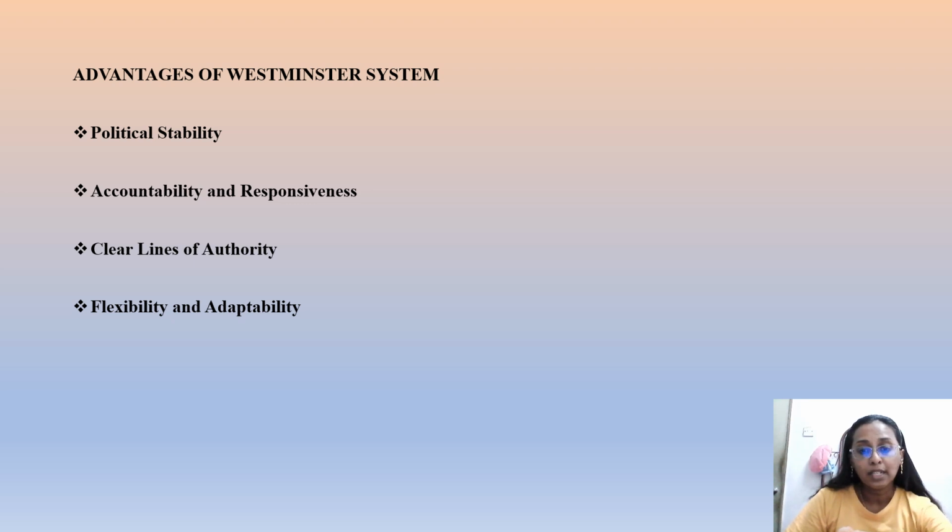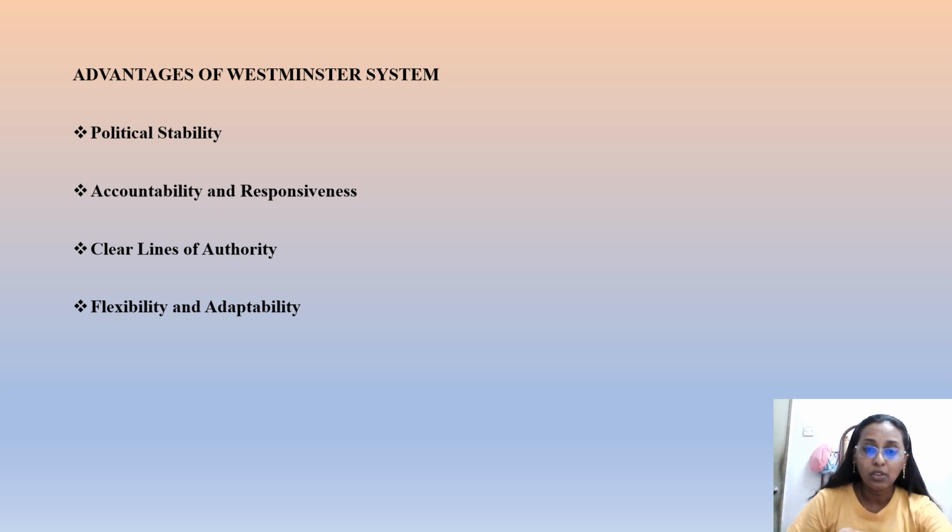Accountability and responsibility: the system places a strong emphasis on ministerial responsibility, where ministers are accountable to parliament for the actions and policy of their department. The high level of accountability ensures transparency and responsiveness to public concerns. Moreover, if a government fails to deliver on its promises or faces criticism, ministers can be questioned and held to account during parliamentary session. Thirdly, the clear lines of authority.